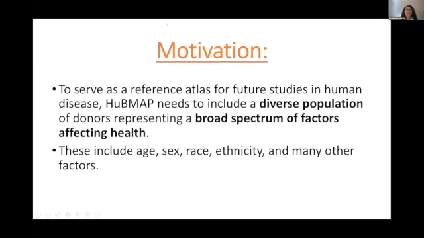The motivation that we have for this was to serve as a reference atlas for future studies in human disease. HuBMAP needs to include a diverse population of donors representing a broad spectrum of factors affecting health. This includes age, sex, race, ethnicity, and many others. So this means that in order to have a diverse population, we need to have donors from different backgrounds so we can have a more diverse population in our database.